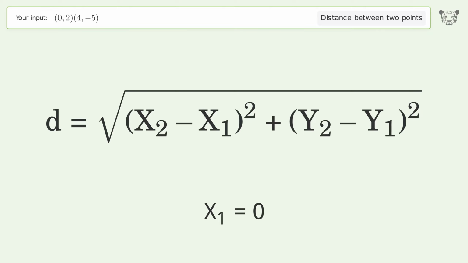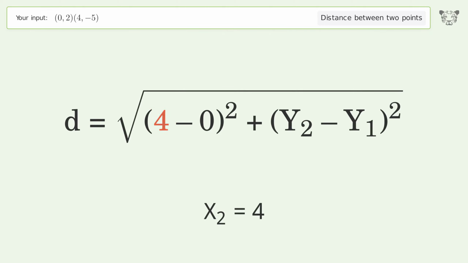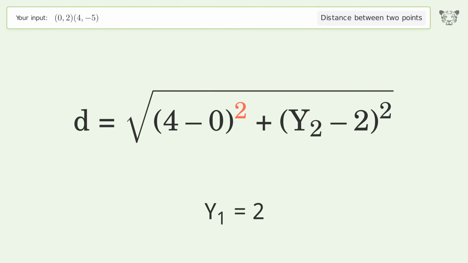x1 equals 0. x2 equals 4. y1 equals 2. y2 equals -5.